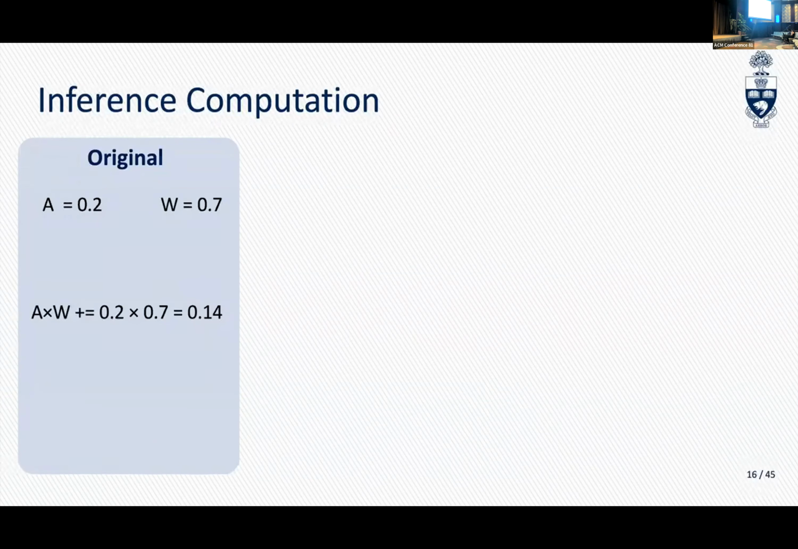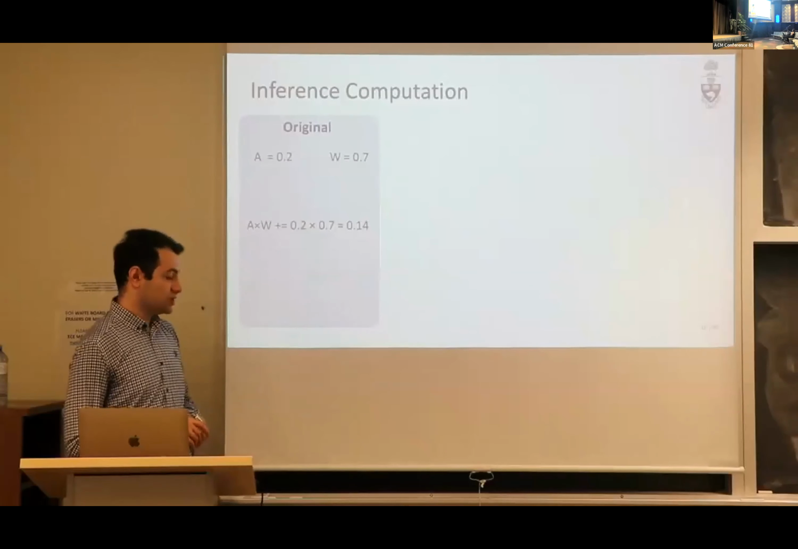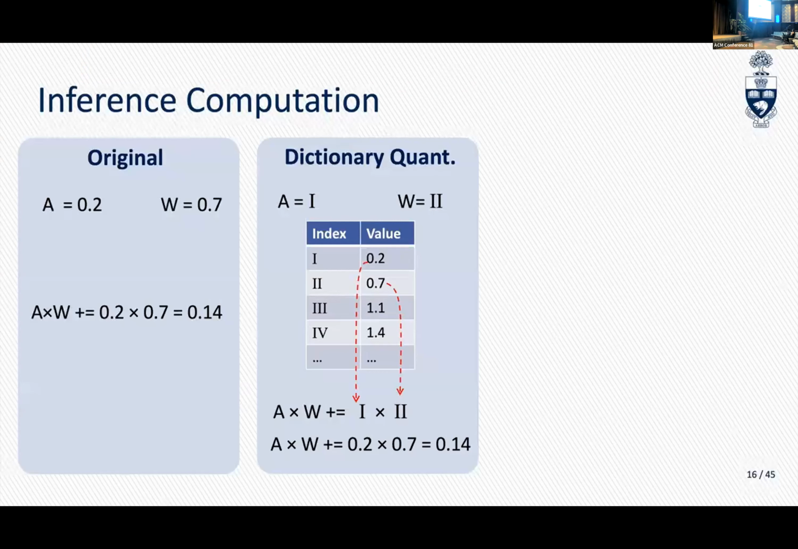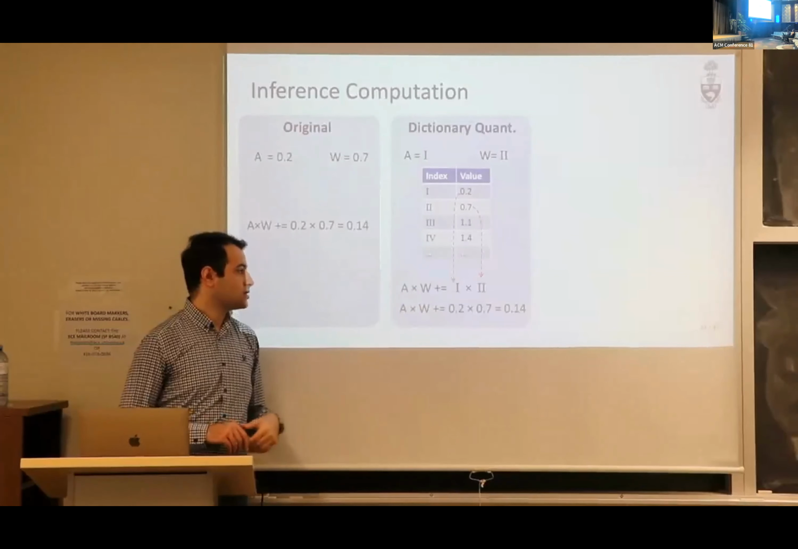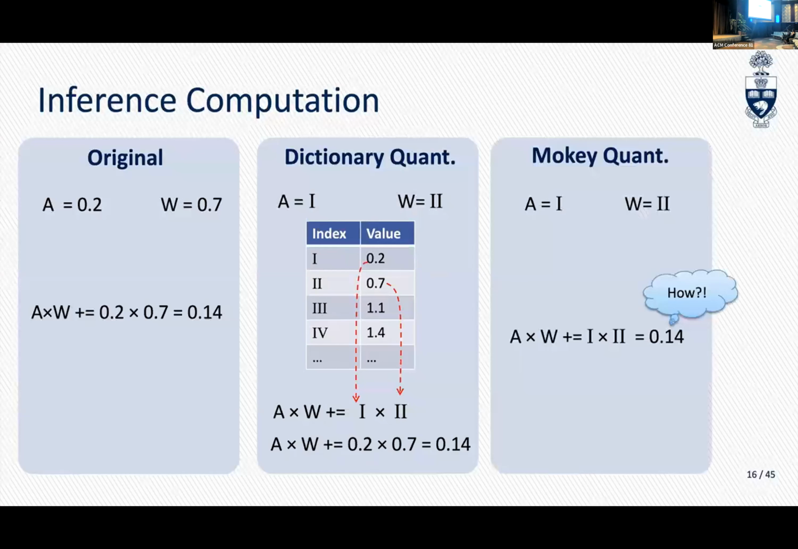Now let's talk about what happens during computation. Let's say we want to perform MAC operations. We have one activation, one weight, and we can multiply, accumulate these values to generate our output. If we have a dictionary-based quantization for weights and activations, we have two indexes. So the first thing that we can do is to look up these values from our dictionary, and then we perform our MAC operations on the looked up values and compute the output.